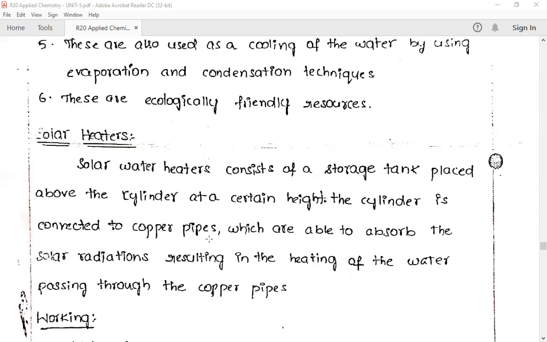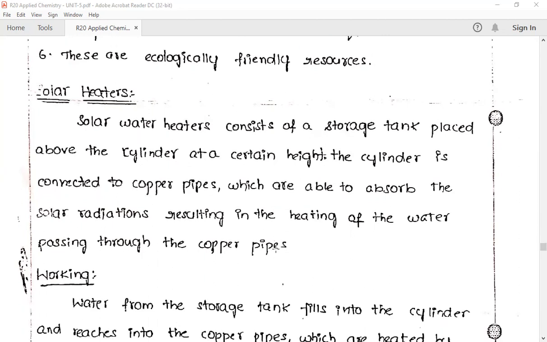The cylinder is connected to copper pipes which are able to absorb the solar radiation, resulting in the heating of the water passing through the copper pipes. That means the circulating pump moves the water or heat transfer fluid between the tank and the collector. In winter, sometimes the solar heaters are not efficient due to insufficient sunlight. The solar heaters are also used for heating of swimming pools.